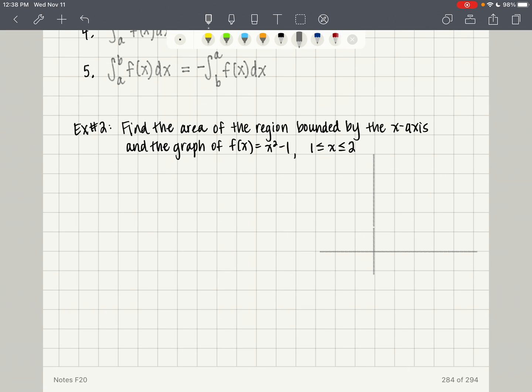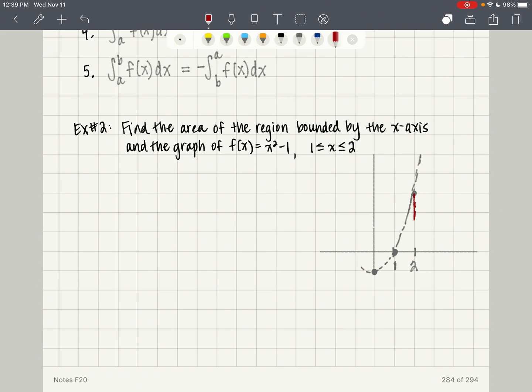So f of x equals x squared minus 1. When we put a 0 in, we get negative 1 out for f of x. When we put a 1 in, we get a 0 out. When we put a 2 in, we're going to get a 3 out. So we know that this is a parabola that's going to look like that. And the part of the curve that we're looking at is from x equals 1 to x equals 2. So we're looking at this section right here.